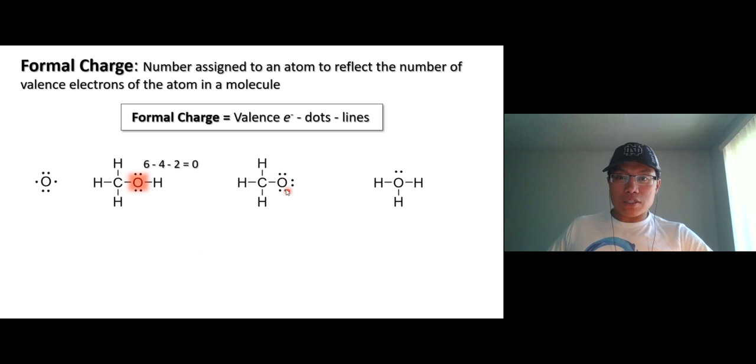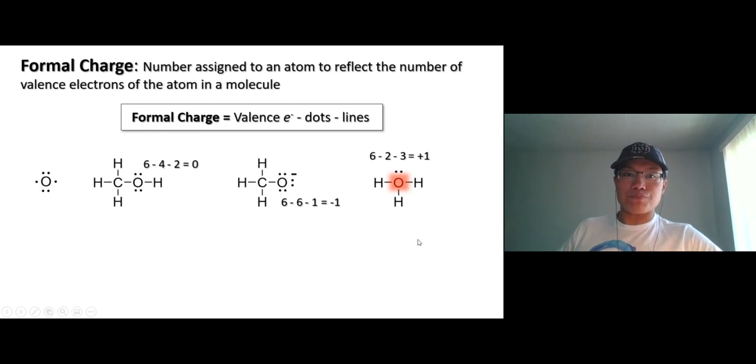All right, start with the oxygen on the right side. Valence electron 6. How many dots? 1, 2, 3, 4, 5, 6. 6. How many lines? 1 line. So 6 minus 6 minus 1, equal to negative 1. Lastly, the oxygen right here. Valence electron 6. How many dots? 2 dots. How many lines? 3 lines. Total of plus 1. I keep things simple there.